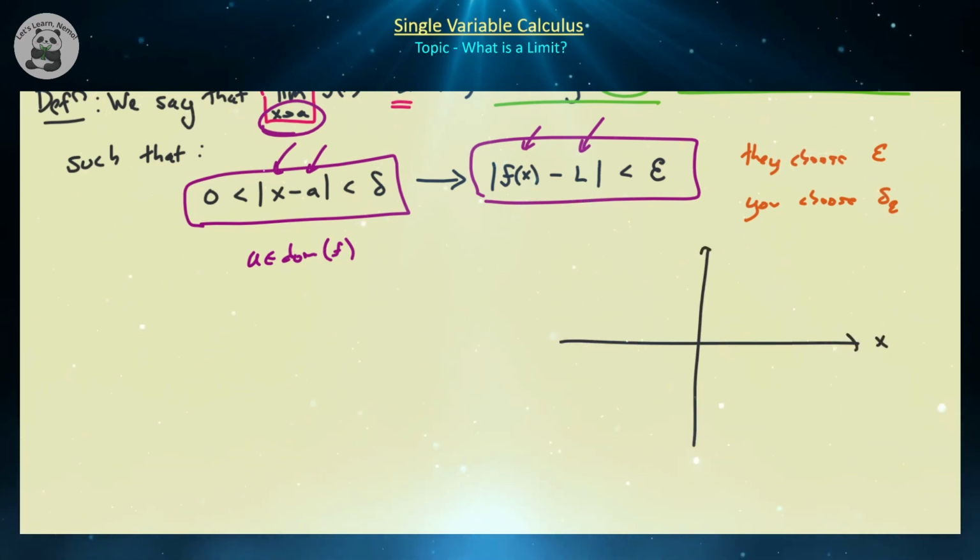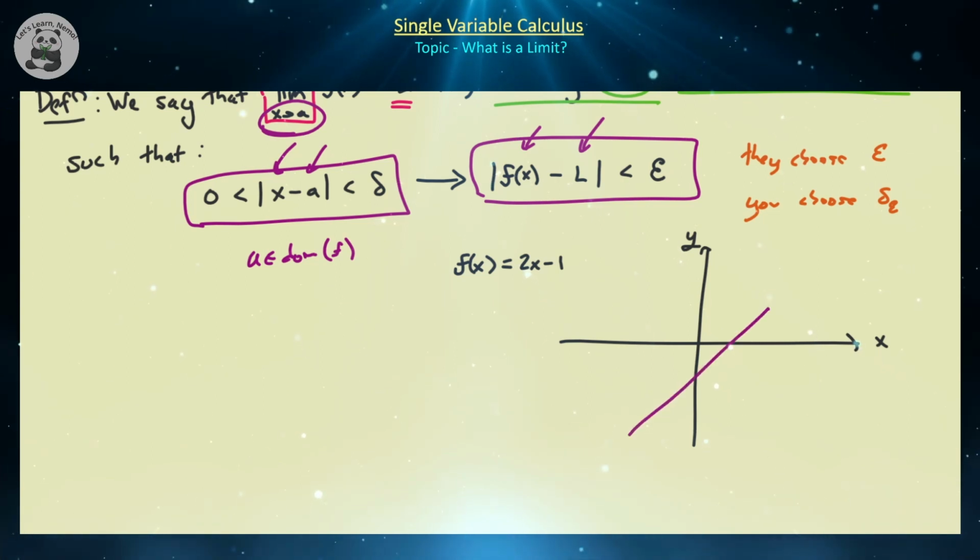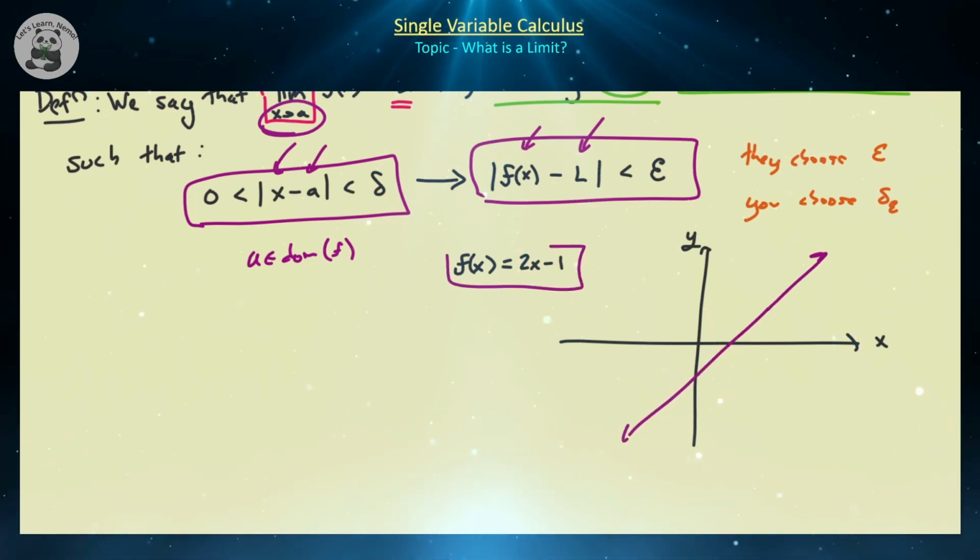So I'm going to graph a very basic function to start off with. Let's assume we have the function f of x, which is equal to 2x minus 1, which is just a basic line. Let's assume that this function is defined on all the real numbers, and let's consider what's going on to the function when x is getting close to 3. Notice that we can get close to 3 from either the left or the right directions.